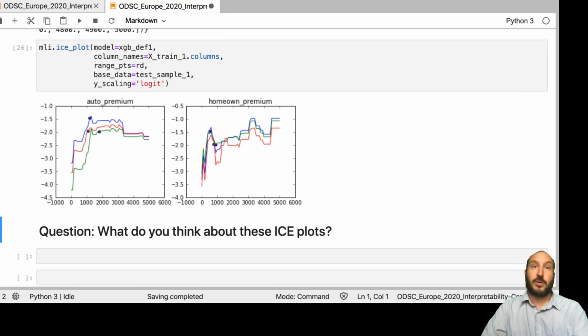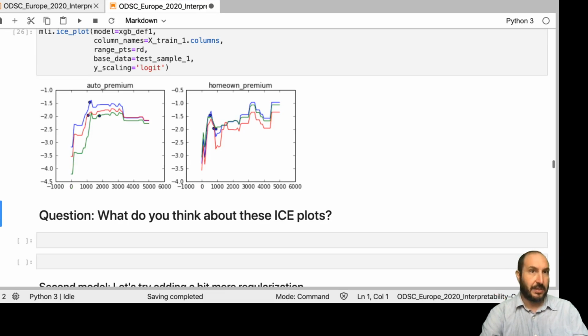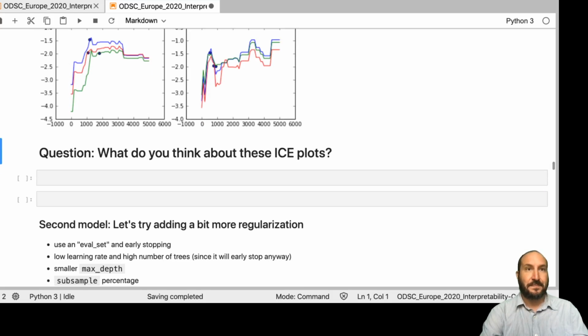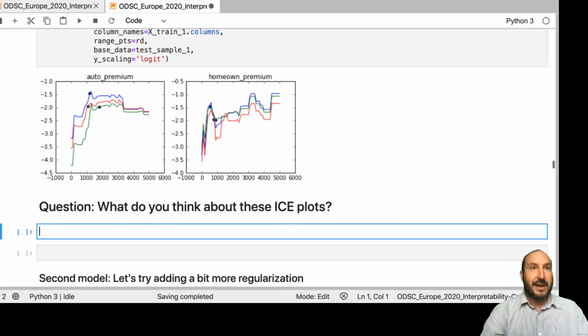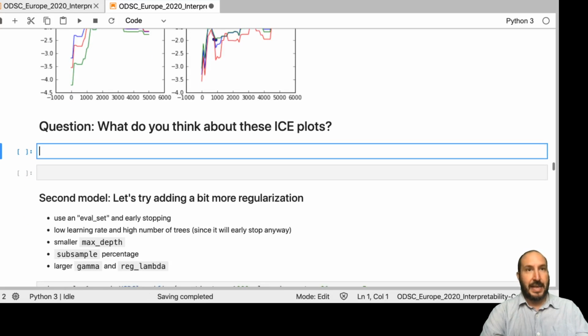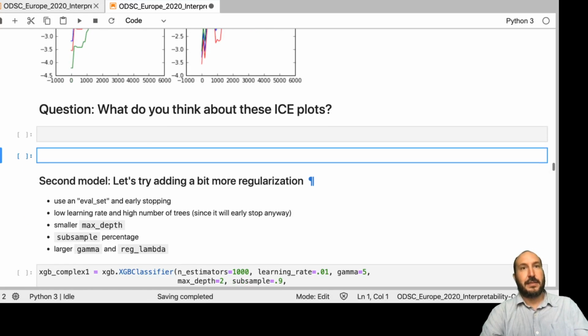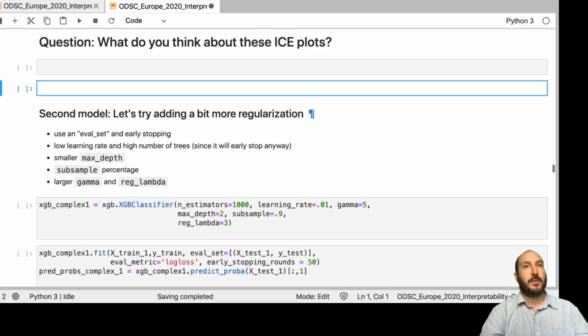Your AUC score might look fine, or your log loss might look fine, and you can't really tell that your model has such an erratic behavior unless you look at something like these ICE plots. So to give a comparison, let's build a second model, and let's do a bit more regularization. Instead of just using the defaults from XGBoost, we're going to do a few different things.